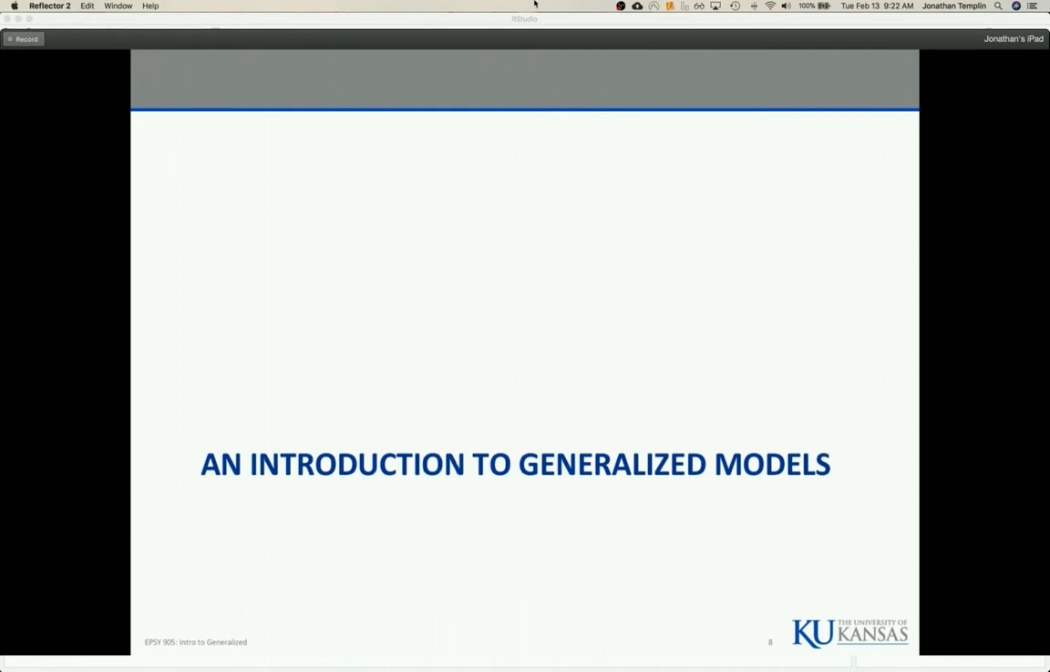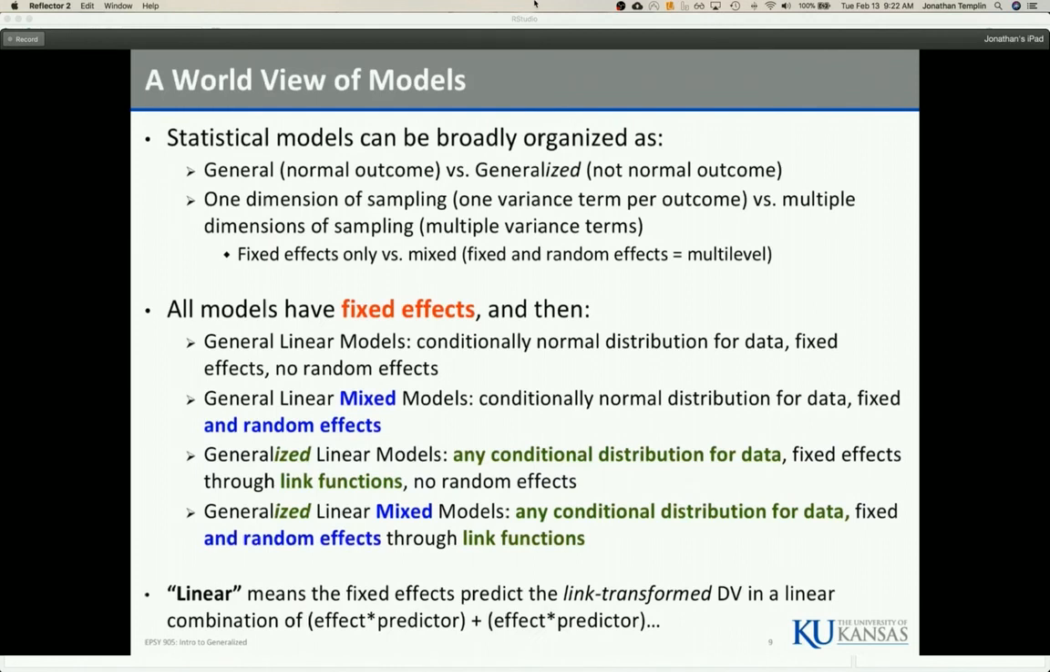Okay, so now that we've got a little bit of maximum likelihood out of the way, let's talk about generalized models a little bit. This is going to get kind of crazy, but once we get to the data part, I think it'll be a little bit more understandable. But let's talk about the big picture worldview of statistics.